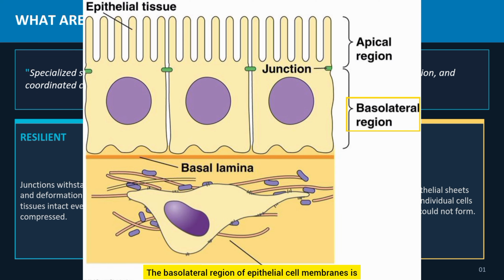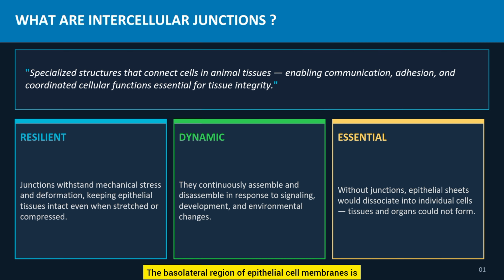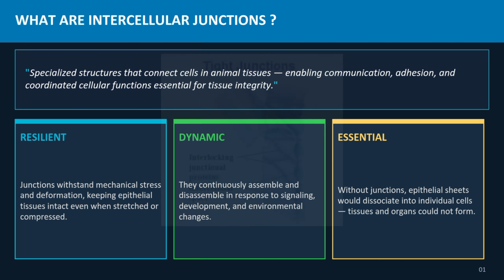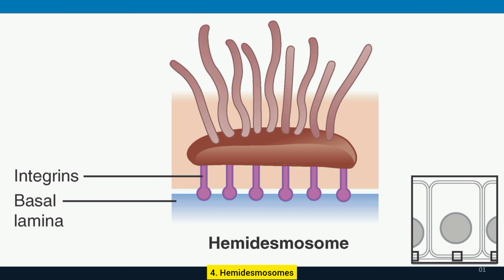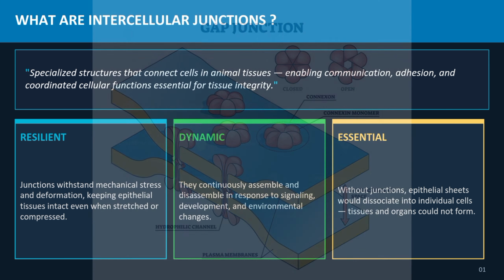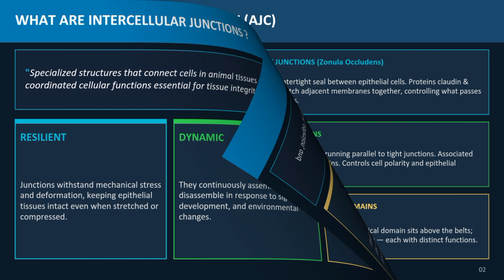The basolateral region of epithelial cell membranes is where most of this action happens, establishing junctions with neighboring cells and with structural components of the extracellular matrix. There are essentially 5 major types of intercellular junctions we need to understand: tight junctions, Zonula adherens, Desmosomes, Hemidesmosomes, and gap junctions. Let's go through each one.